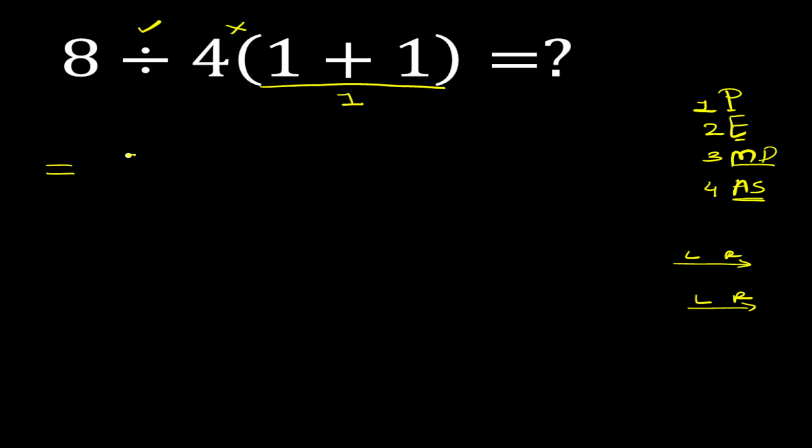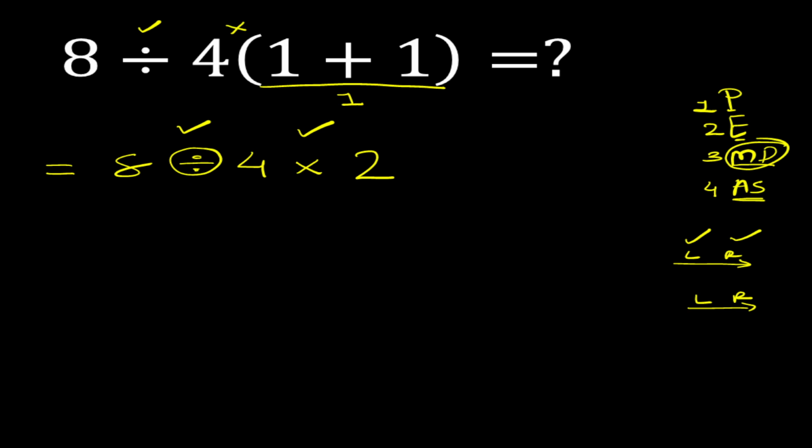So now 8 divide 4 multiply. Now solve this parenthesis. 1 plus 1 is equal to 2. Now here we have one division and here we have one multiplication. So multiplication and division both have equal priority. So we have to solve it from left to right. So first we have to solve this division, right?